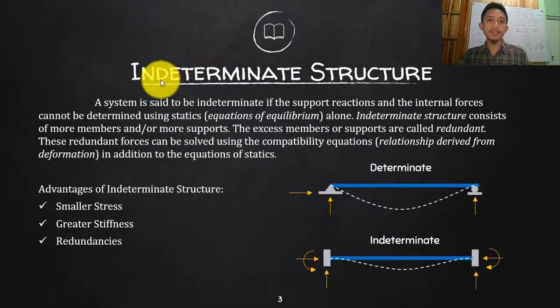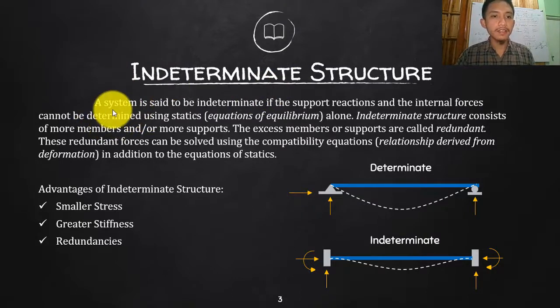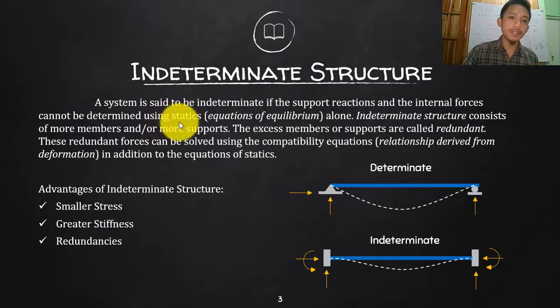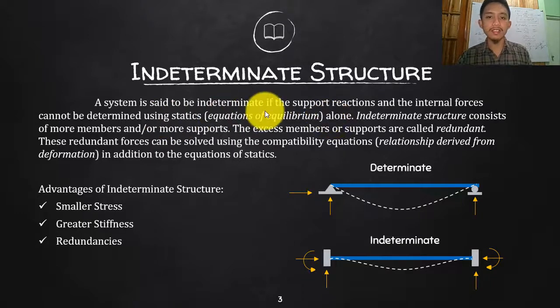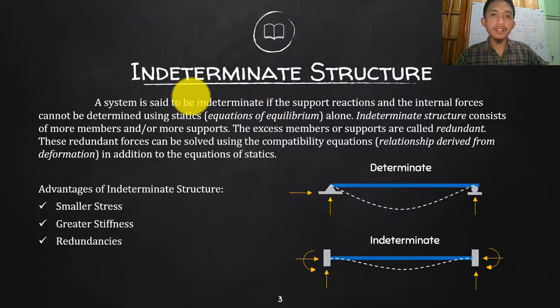Let's try to understand what an indeterminate structure is. It says there, a system is said to be indeterminate if the support reactions and the internal forces cannot be determined using statics alone, where statics is the equations of equilibrium. That is what I was saying a while ago. If your structure system cannot be analyzed by merely the equations of equilibrium, then you need to use other types of equations, and that is now an indeterminate structure.